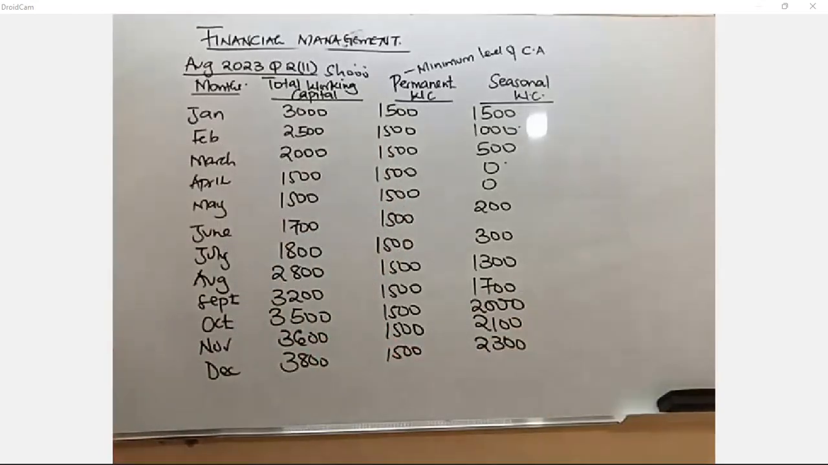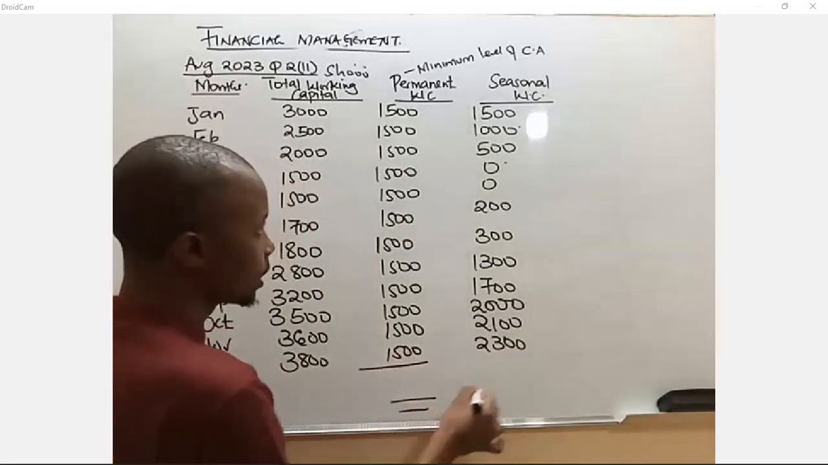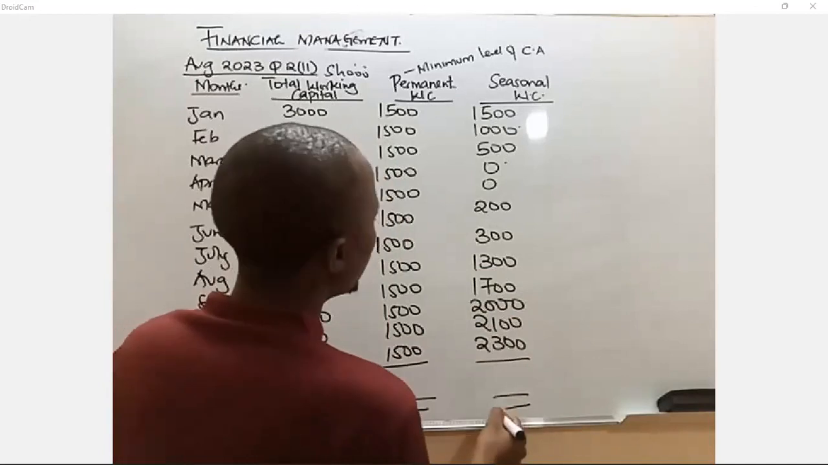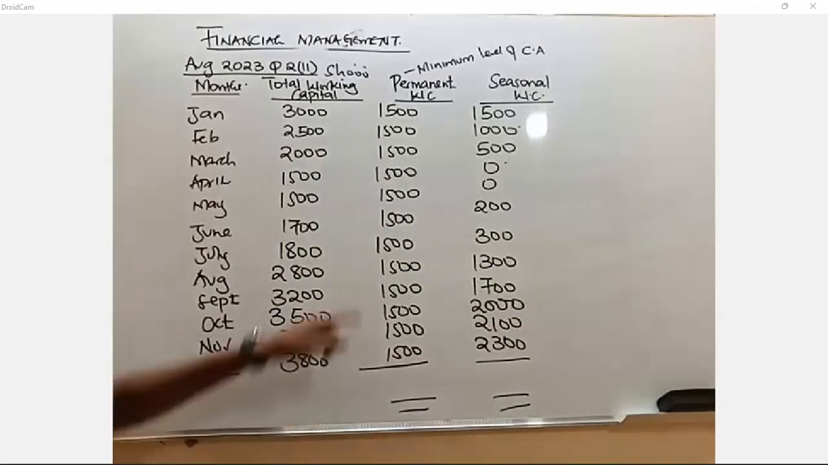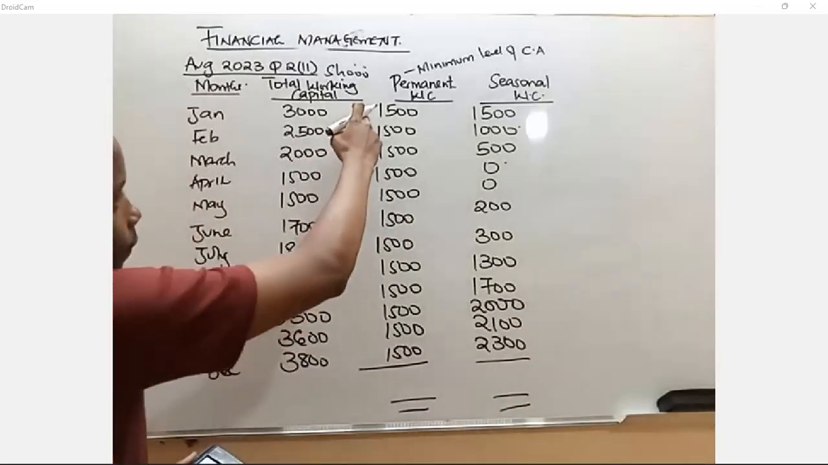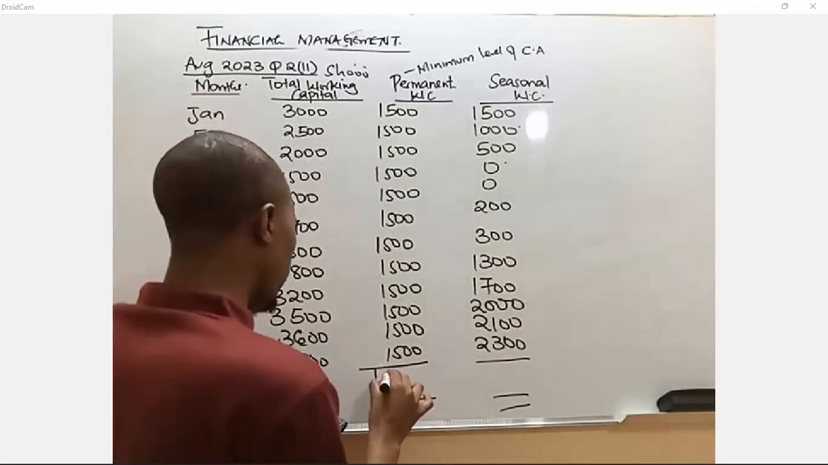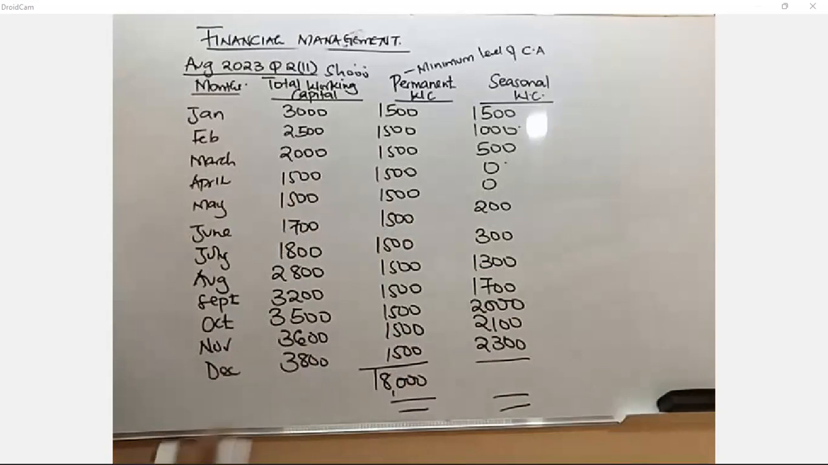So in another case, it is very simple. You just need to take your summation for permanent, and also the summation for the seasonal. So I just take out my calculator, right? Because these are the same, you just need to take 1,500 times 12, because I think they are 12, right? So here it totals to 18,000. What about my seasonal? In this case, I just say 1,500 plus 1,000.